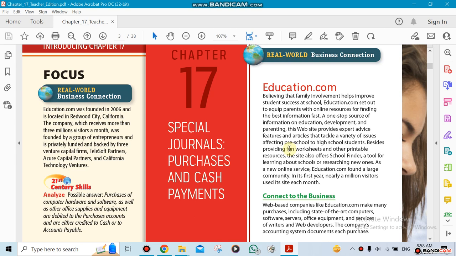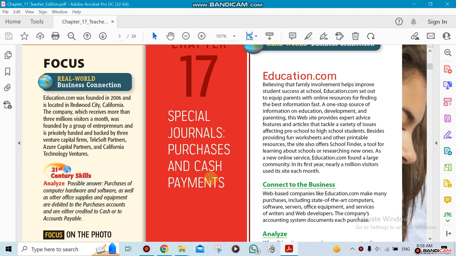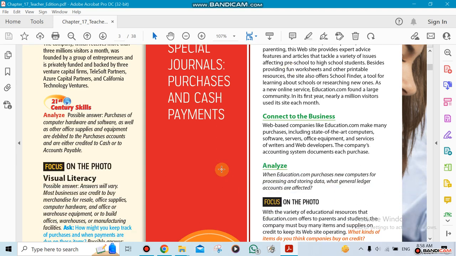This is chapter 17. Chapter 17 is going to be talking about special journals. Exactly like chapter 16, but this time we're going to be talking about purchases and cash payment. Remember, in chapter 16, we were talking about sales and cash receivable. So we're receiving cash there, and now we're going to be doing payments and purchasing. They always go together, right? When you purchase, you have to pay.